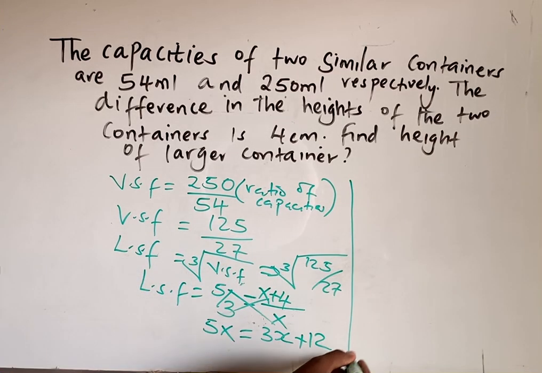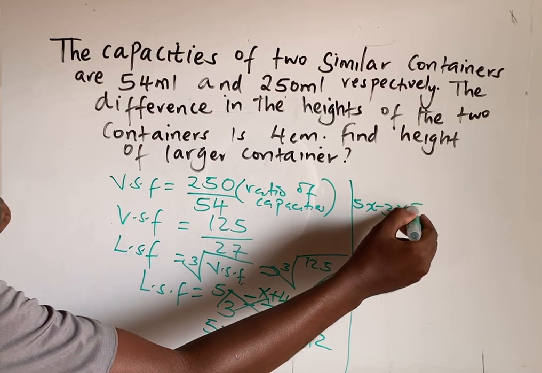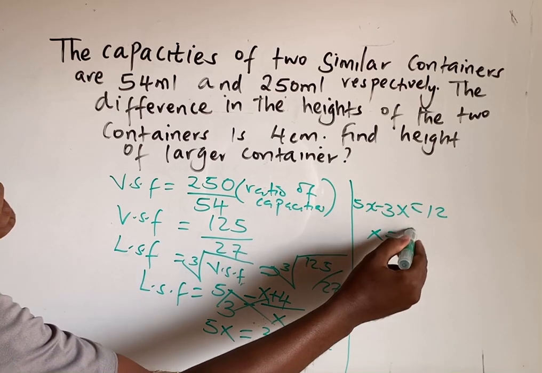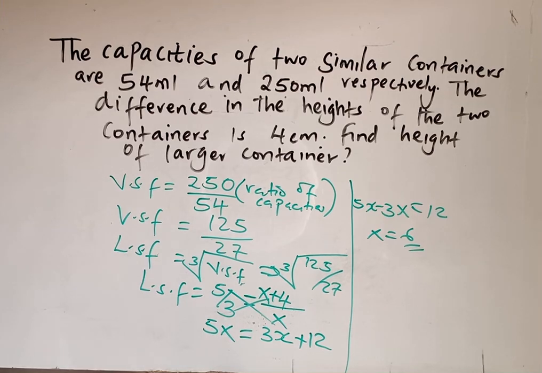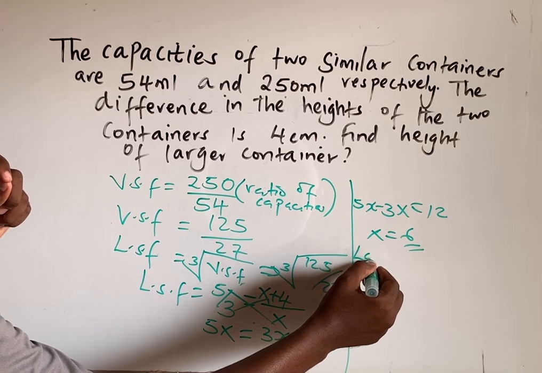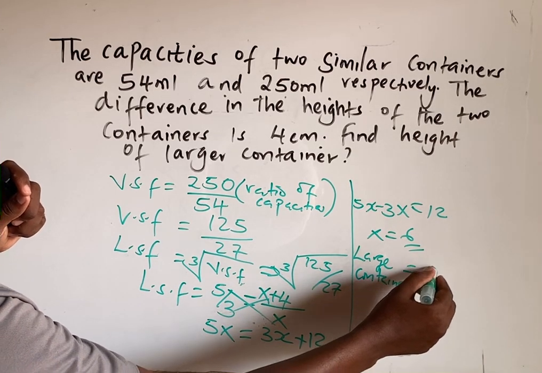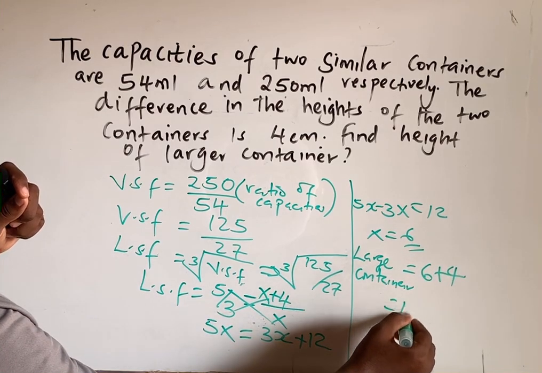Therefore, 5x minus 3x is the same as 12. x is 6. x is the height of the smaller container. Therefore, the height of the larger container is the same as the height of the smaller container plus 4, which is 10 centimeters.